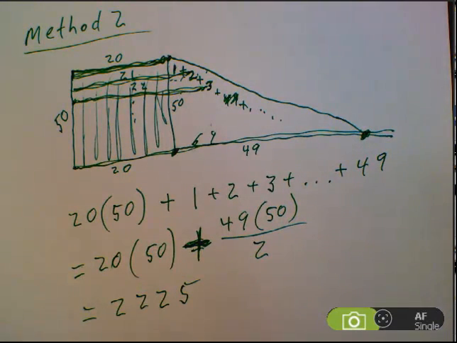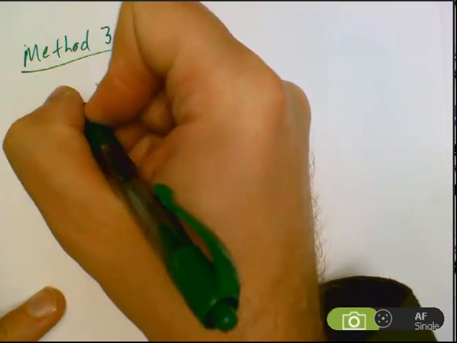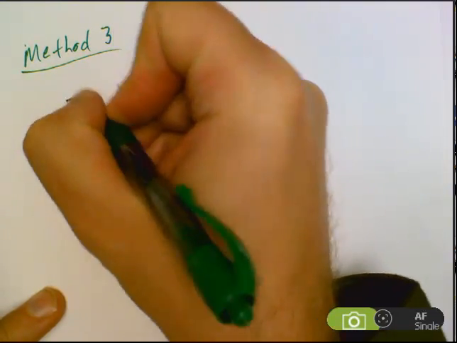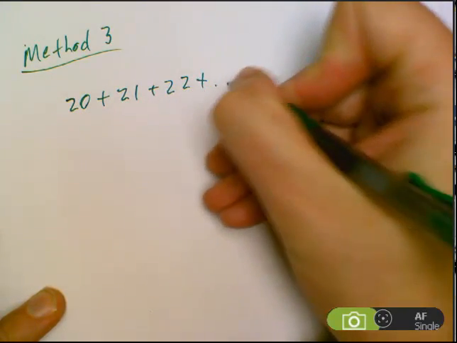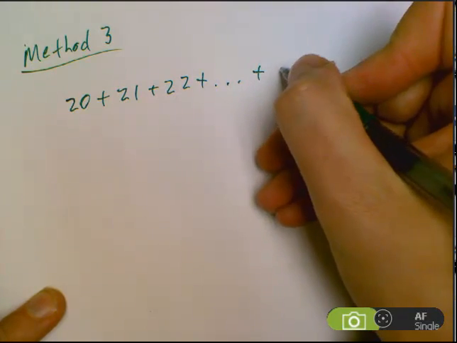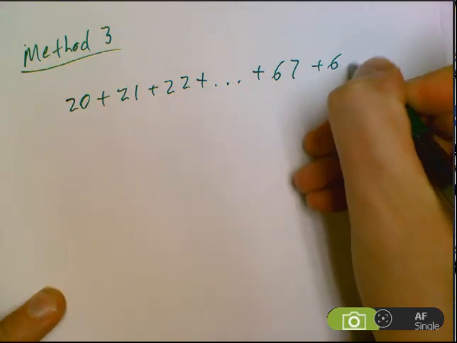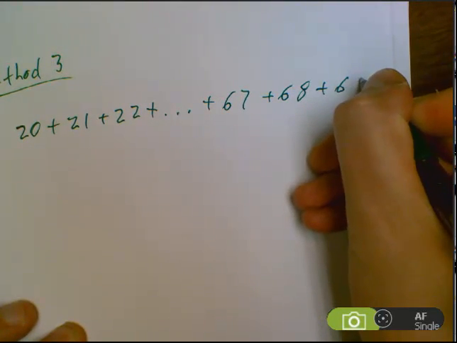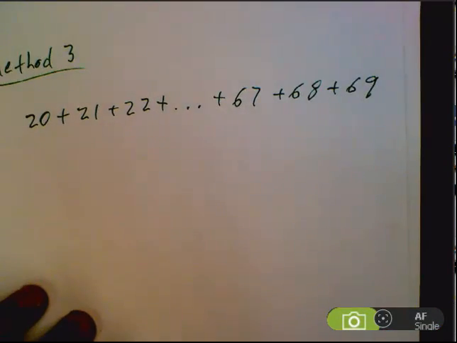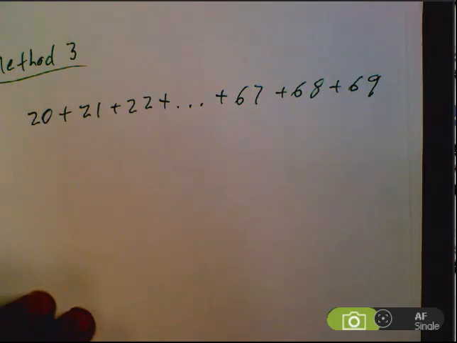I just thought of a third way to do this. So let's look at a third way of doing this. Remember from the first part, we wanted to do that first row as 20 plus 21 plus 22 plus ... plus 67 plus 68, all the way to that final row, which will have 69 seats. So we want to add up all these numbers.